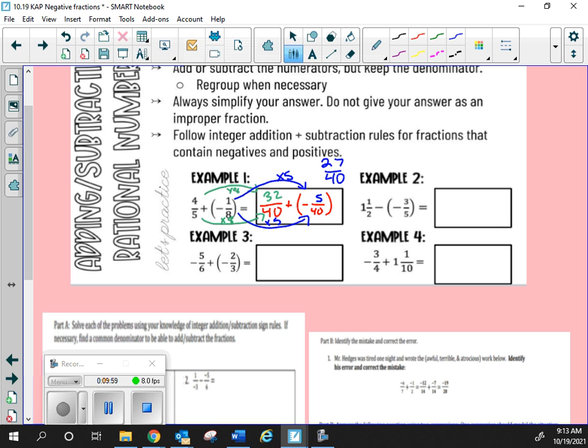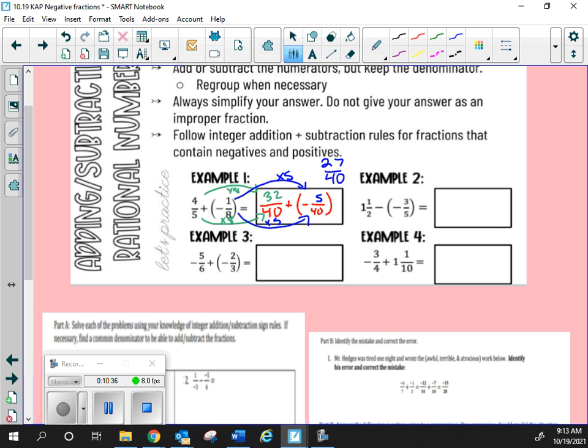Okay? We always want to check if we can simplify. So I'm going to start thinking through my rules. Can I divide them by two? No, because they're not both even. Can I divide them by three? No. I can divide 27 by three. Can I divide 40 by three? No. Okay, let's go for four. No. Five. No. Six. No. Seven. No. Eight. No. Nine. No. Ten. No. Okay, I don't think it can be simplified. Are we good with that? Yeah. Okay.